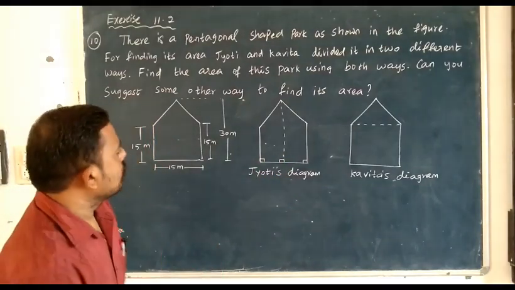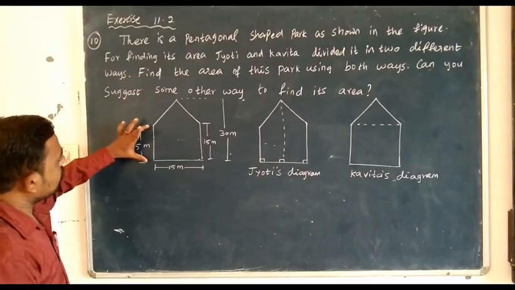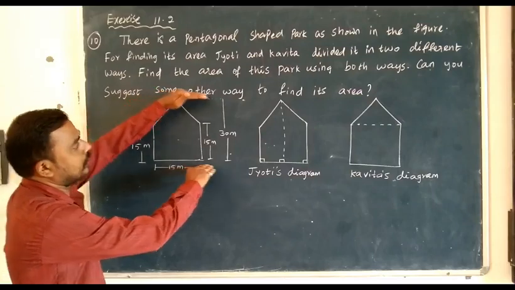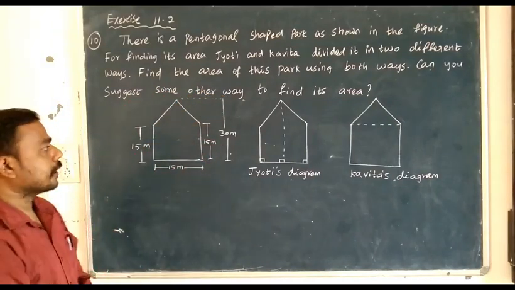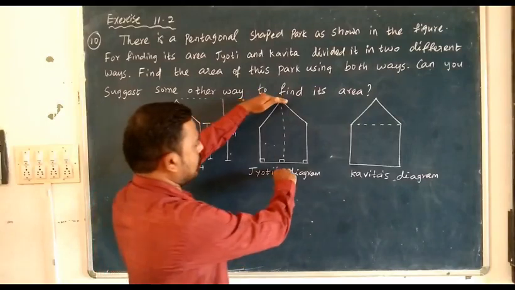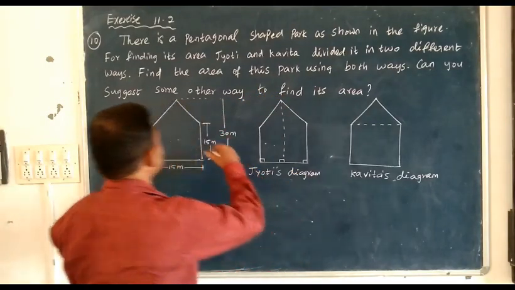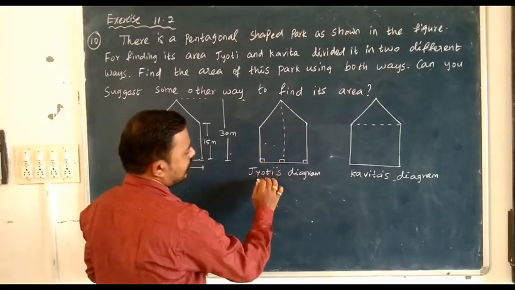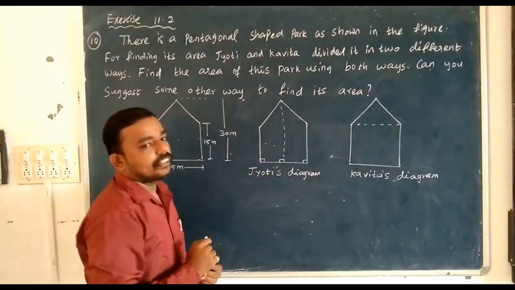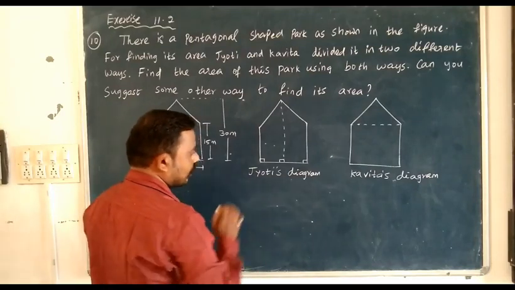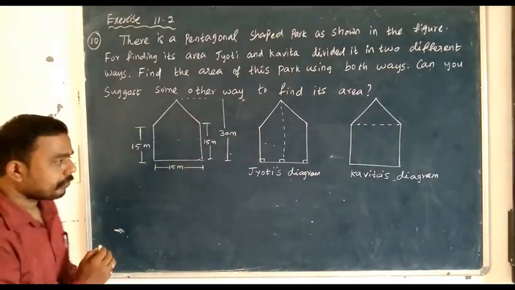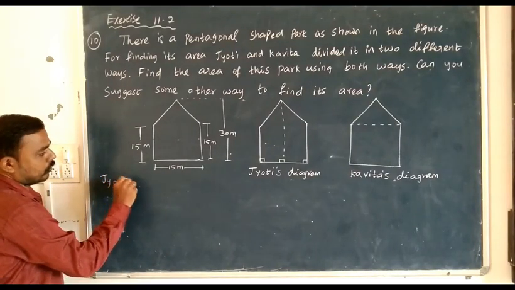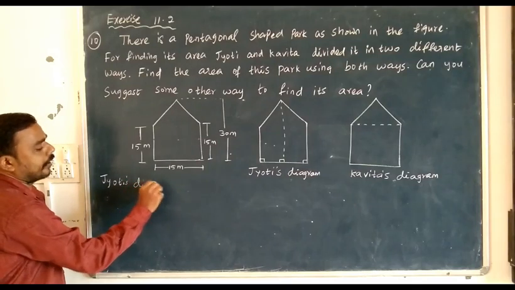Right. So further here, think about that thing: 15 meter, 15 meter, 15 meter. And the whole distance is 30 meter. Actually this is given. If it's 30 meter, so automatically we can consider this side as a solution. For this side, we are going to find the same. So first, Jyoti's diagram area.